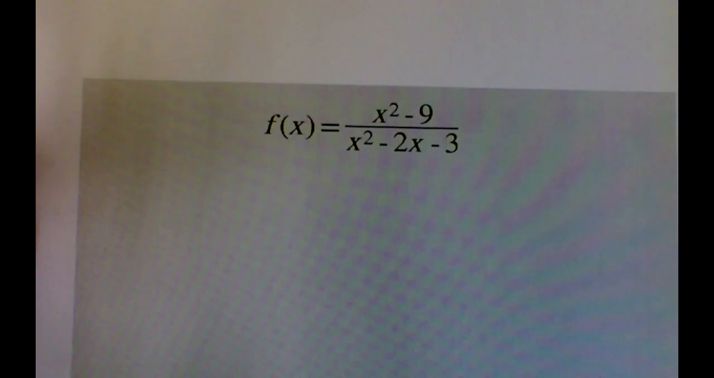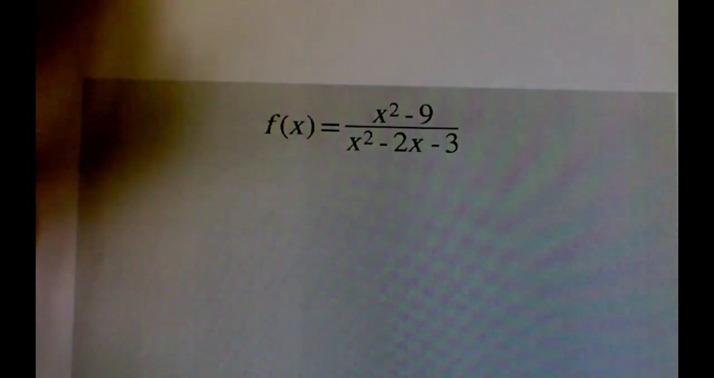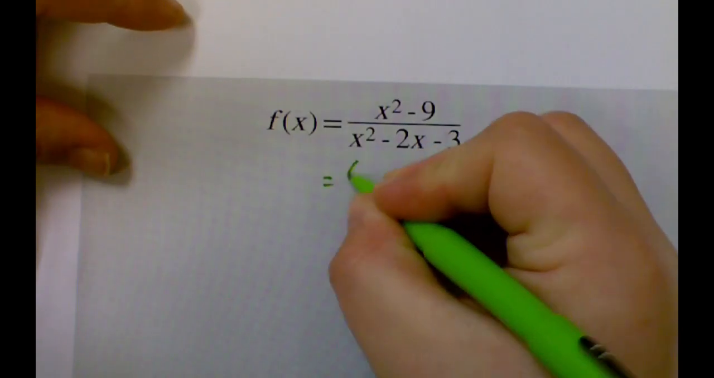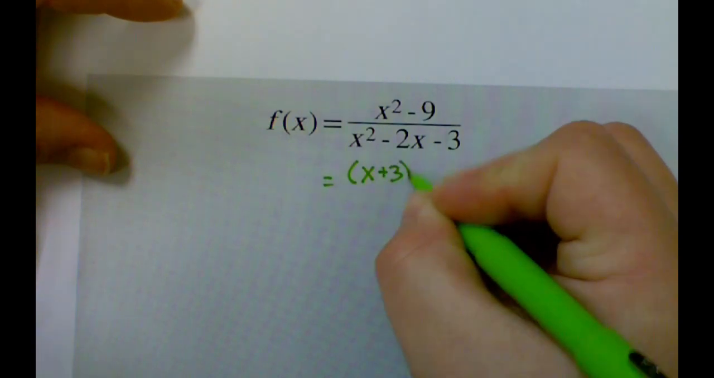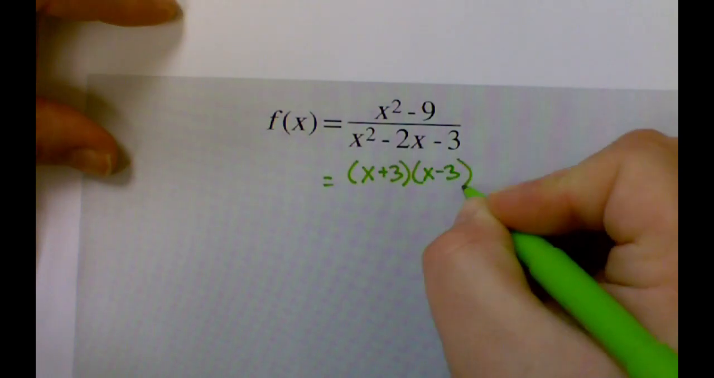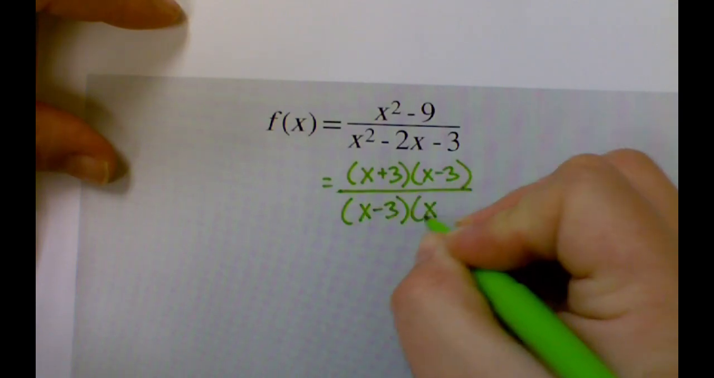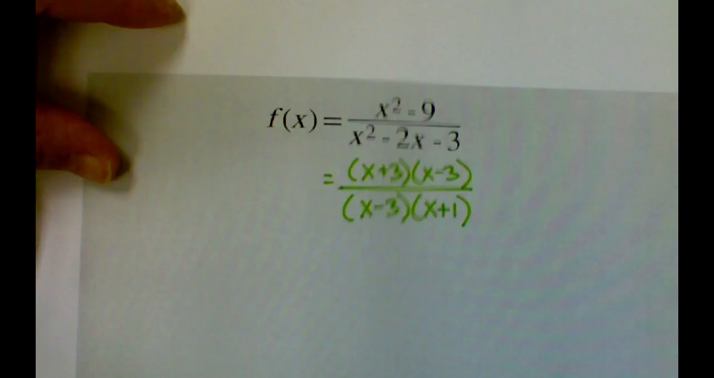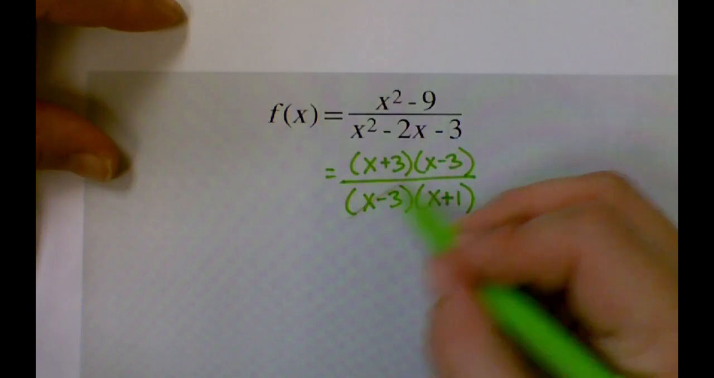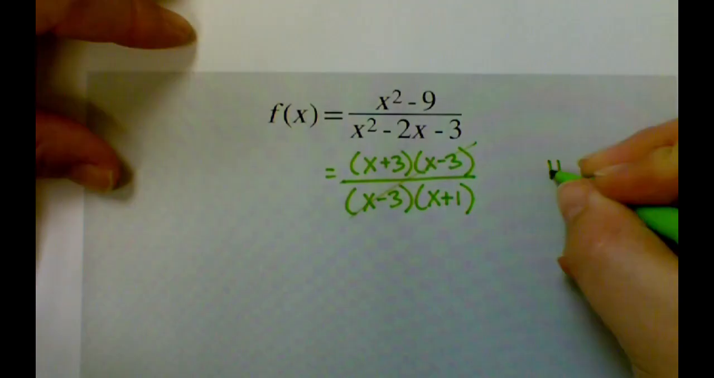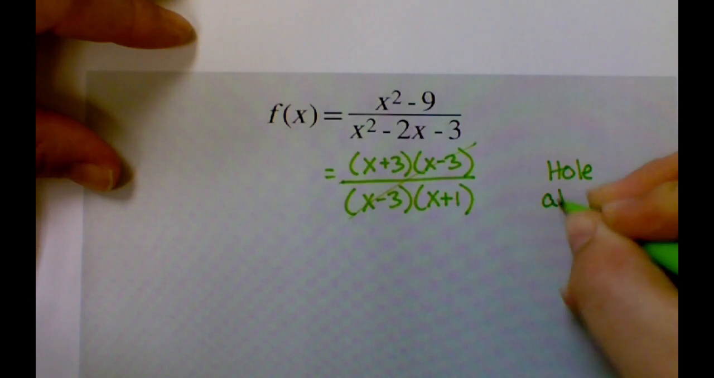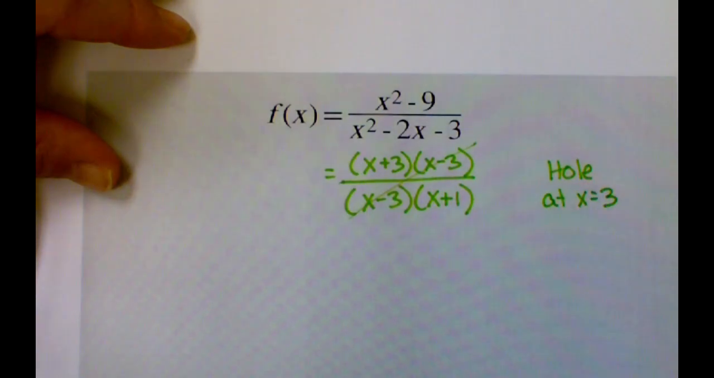So let's take a look and find some asymptotes, holes, and whatnot. Start off with factoring the entire problem. My numerator factors into x plus 3 times x minus 3. My denominator factors into x minus 3 times x plus 1. Well, I see that x minus 3 cancels, which means my graph has a hole at x equals positive 3.